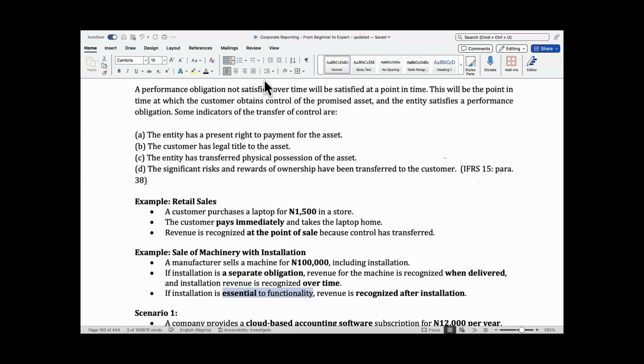But in this one, where there is installation, you need to look at it properly. If the customer can go and install on his own, just recognize your revenue for the machinery. If the customer can still be using it without finishing installation, fine. But if installation is essential to functionality, you can only recognize revenue after installation because they are a single performance obligation.